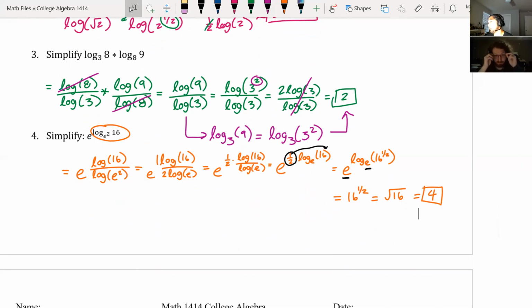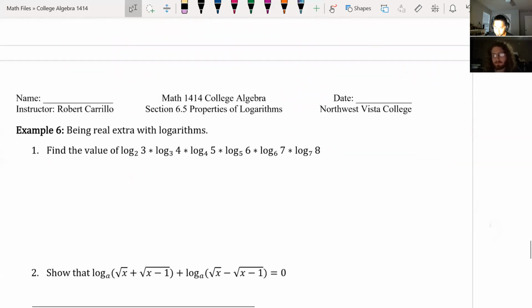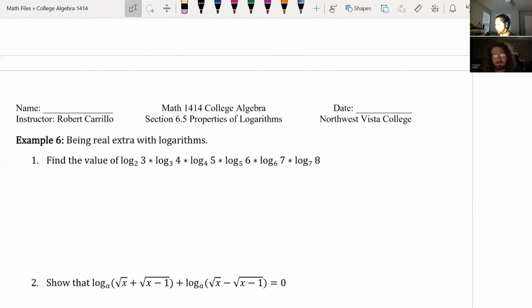All right. Well, now we get to have fun because this page is called Being Real Extra with Logarithms. All right. You want to have fun with this page, Carl? Sure. Yeah. It's a good time.